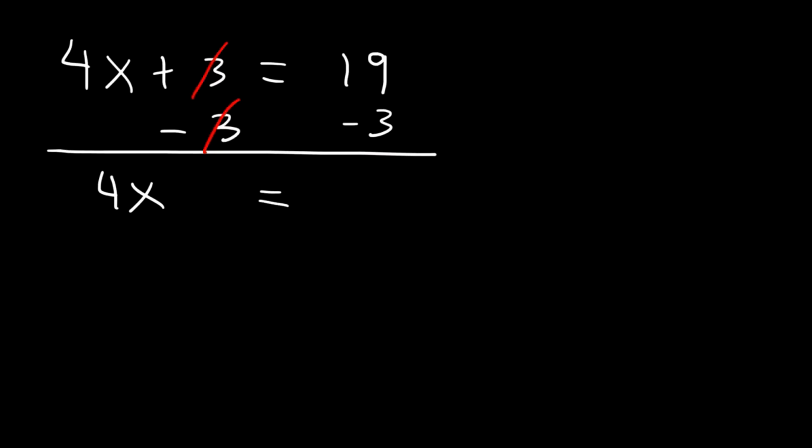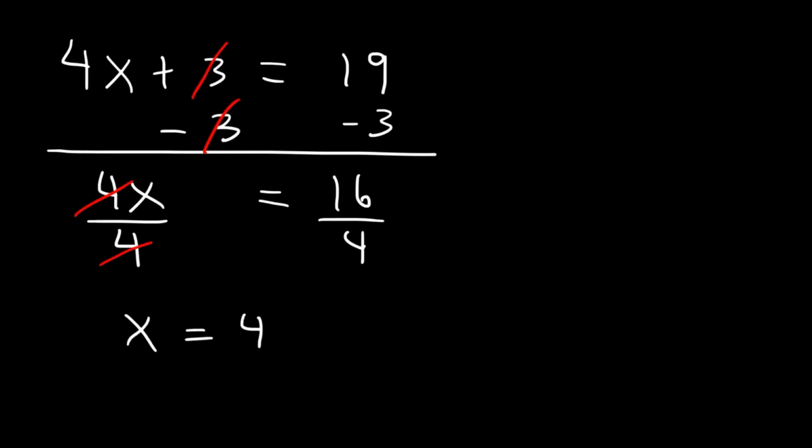So we just have 4x on the left side, and on the right side, it's going to be 19 minus 3, which is 16. Next, to separate the 4 from the x, we need to divide both sides by 4. 4 divided by 4 is 1. 1x and x, you could just write as x. On the right side, it's 16 divided by 4, which is 4. And so that's the answer for this problem. X is equal to 4.